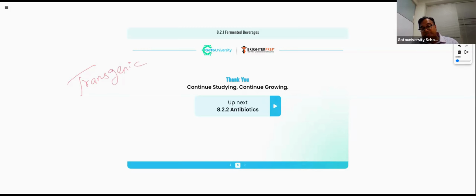Again, I'm repeating. Transgenic microbes are used for making microbial components. So you need to understand, microbial components are formed in the maximum limit. Again, everybody, microbial components are formed at the maximum level by using transgenic microbe, which is nothing but a genetically engineered microbe, right?